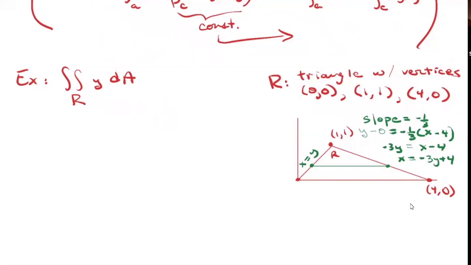Okay, so double integral of y, we have to do dx first and then dy. X goes from left to right, left curve to right curve. So on the left, x is y. And on the right, x is negative 3y plus 4. Okay, and then y just goes from 0 to 1. Okay, that's it. And I'll let you guys evaluate that.